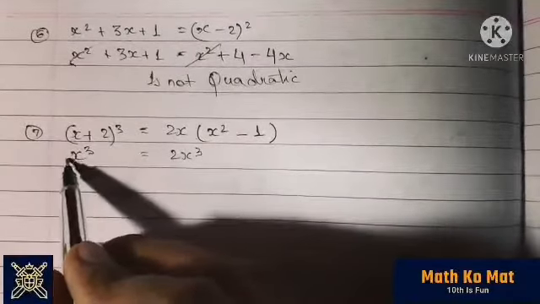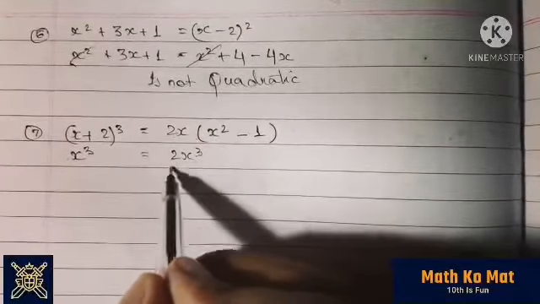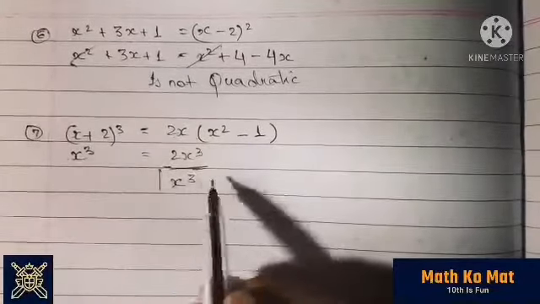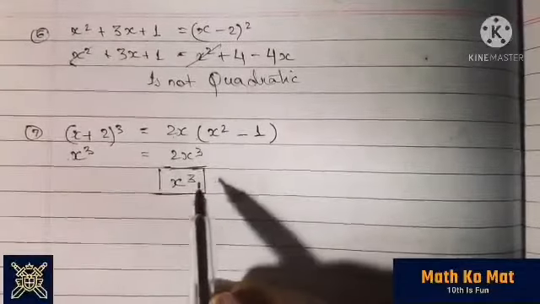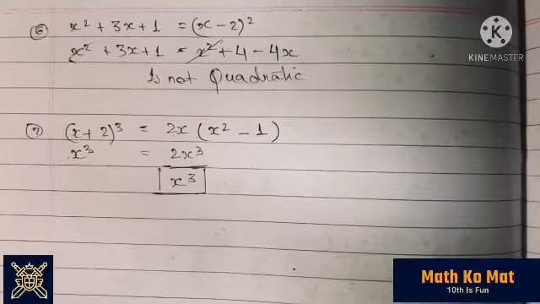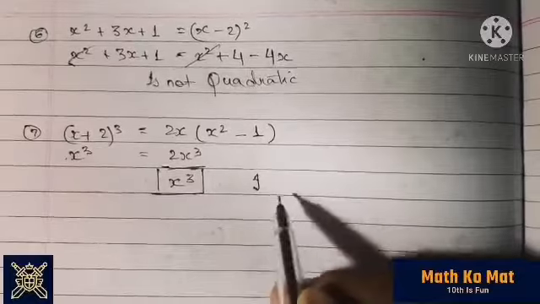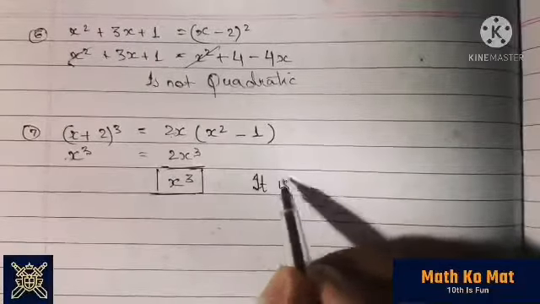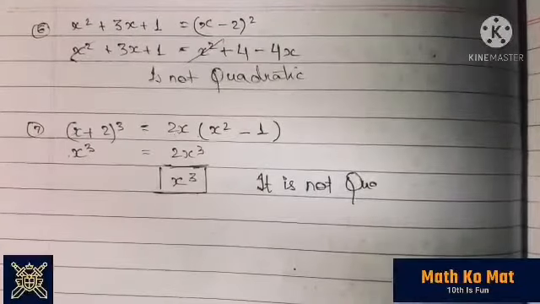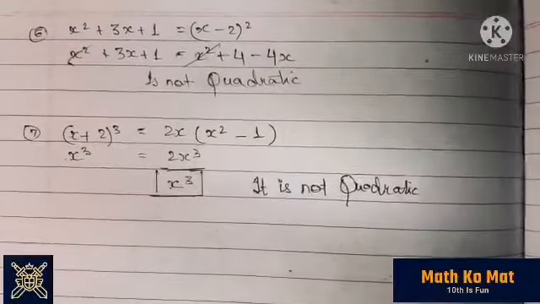Even on cancelling, this x cube will go over that side, it will become minus x cube, but still because you have 2x cube here, you will be left with an x cube. And as you can see, since we are having an x cube over here, we can say that this equation is not quadratic, but it is cubic. Something that is cubic can't be quadratic. Cube is power third. That's a very basic thing.